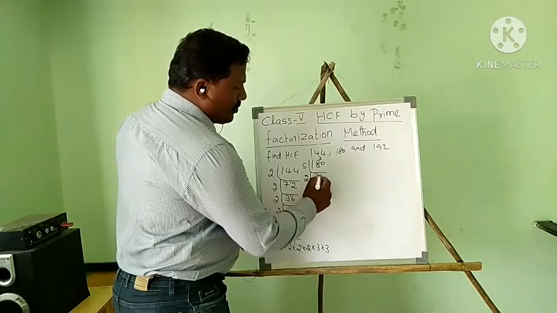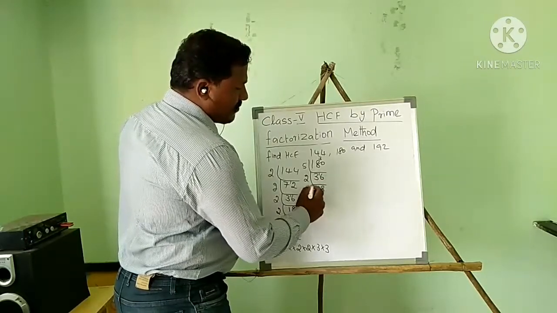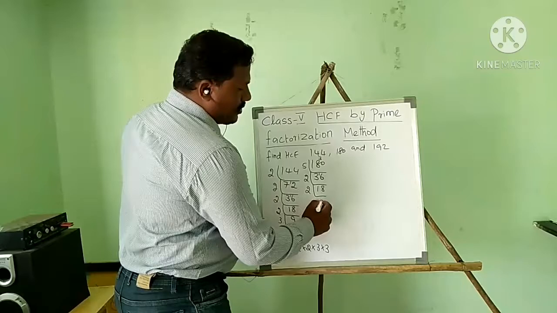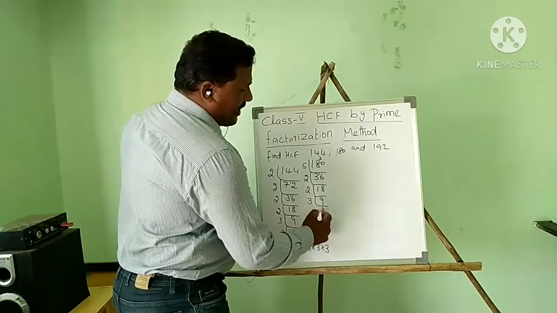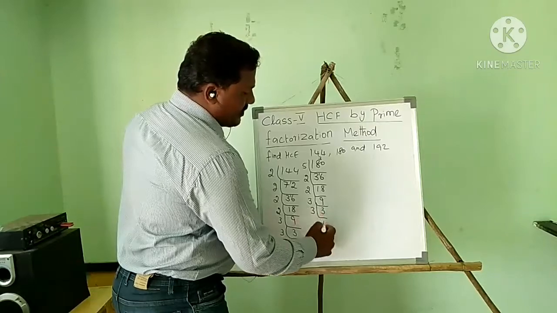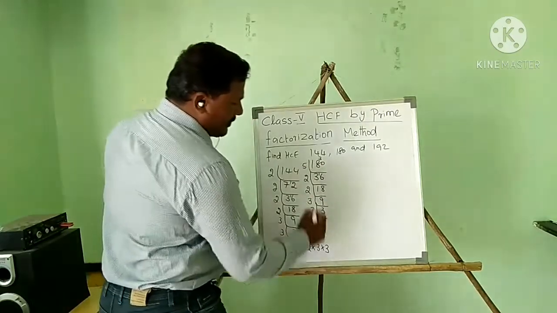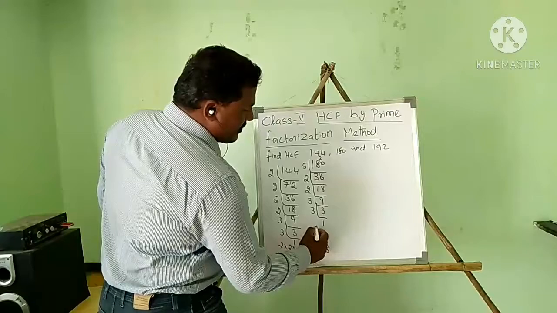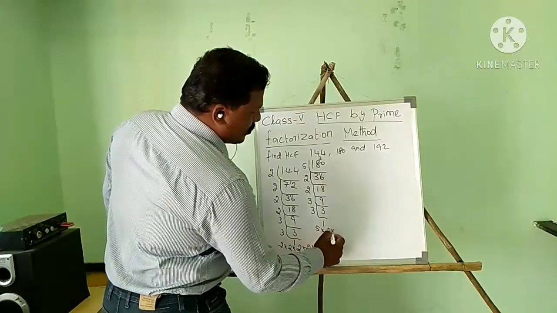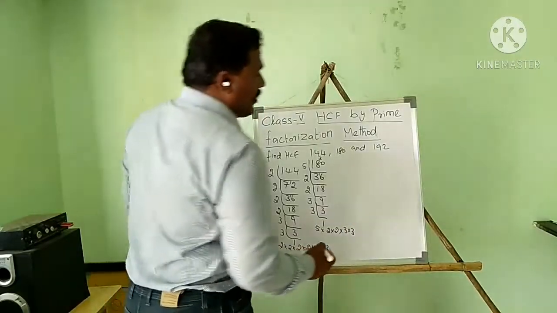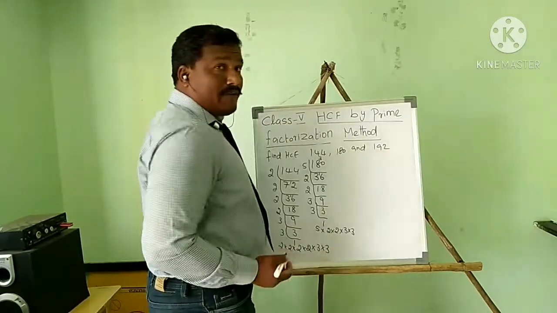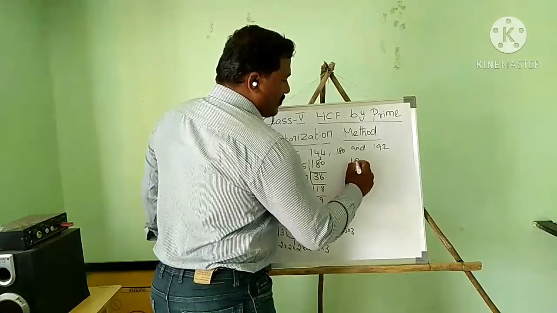1 2 is 2. 8 2s are 16. Again 2. 9 2s are 18. Now divide by 3. 3 3s are 9. Now 3 1s are 3. Okay. Now I will collect and write the factors. 5 into 2 into 2 into 3 into 3. Okay. Now I want to find out the factors of 192.